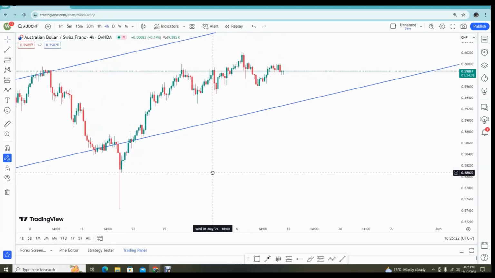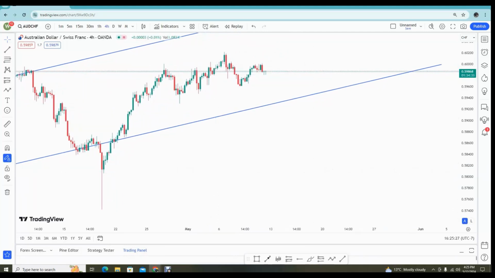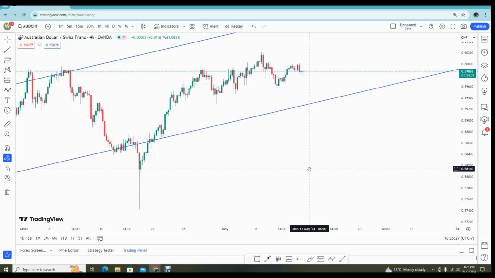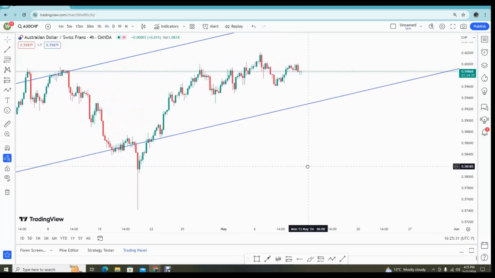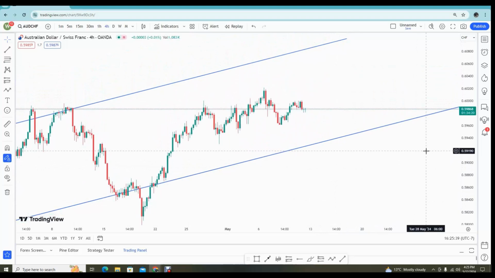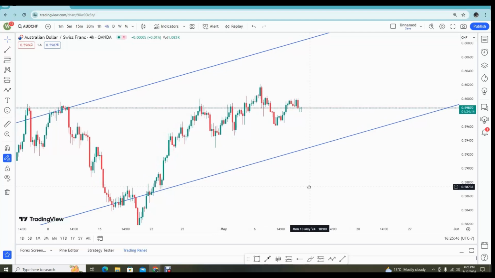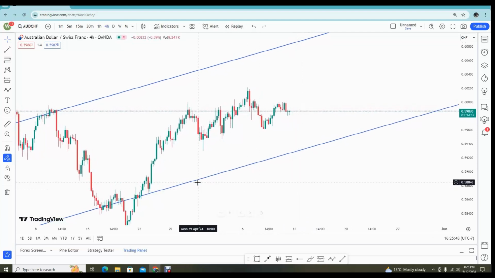So right now we're going to take a view from the 4 hour time frame and see what is happening right here. Let me zoom in a little bit. Remember, this is our trend line from the daily time frame.